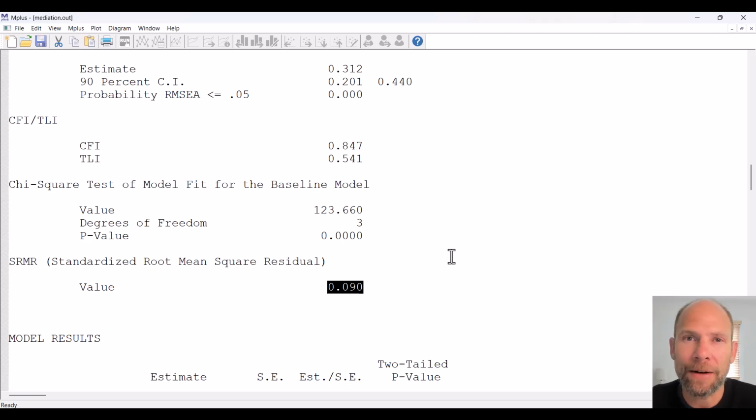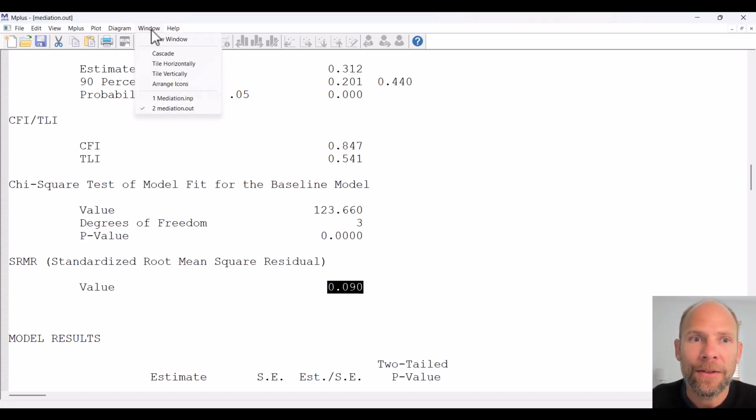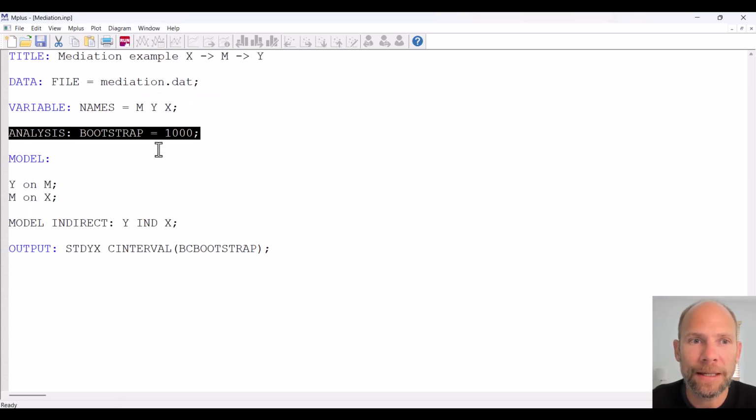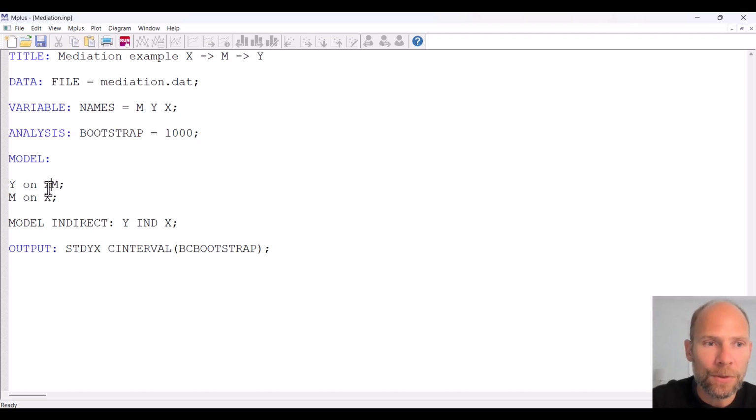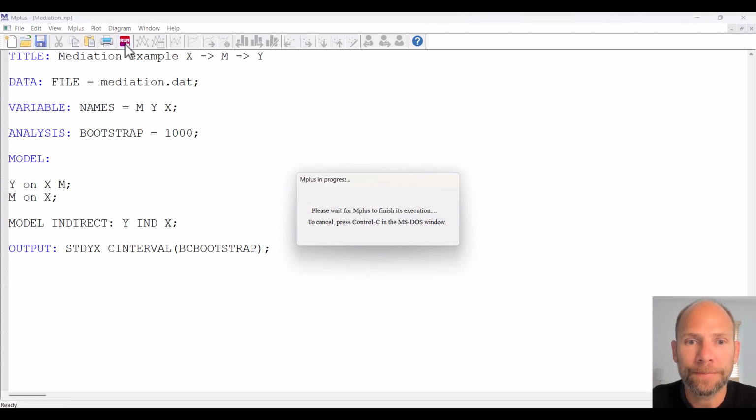When we fix the direct effect to 0, or when we don't estimate that effect, then the model does not fit well. So let's go back to our syntax and fix that, and let's estimate the direct effect from X to Y, because apparently this path is needed here. I'm going to put that in by saying Y on X and M, so not just Y on M, but also Y on X. So putting this C prime path back into the model, and then all the other commands remain the same. And I'm going to save this and then run it again.